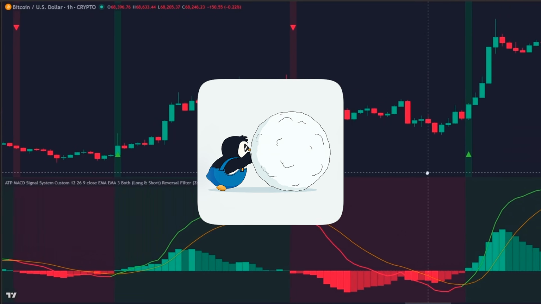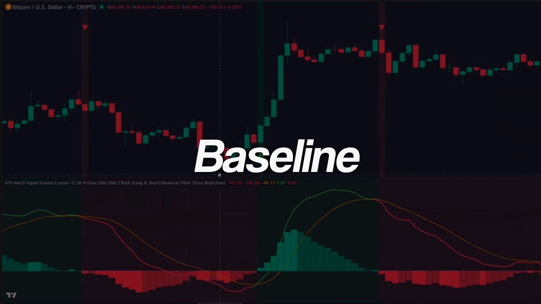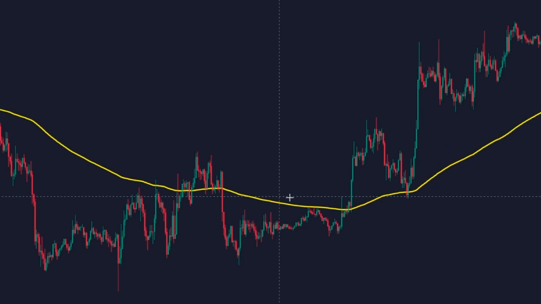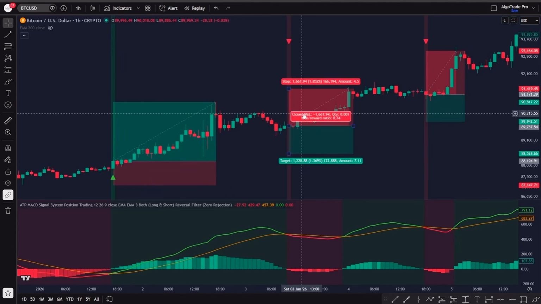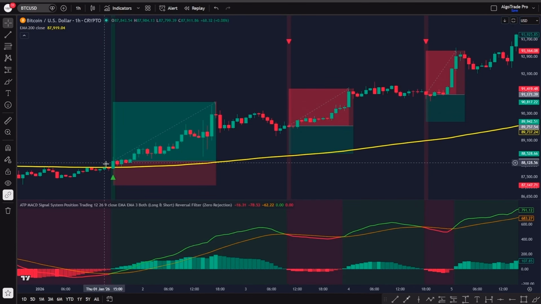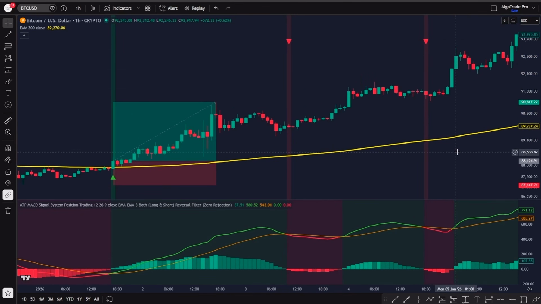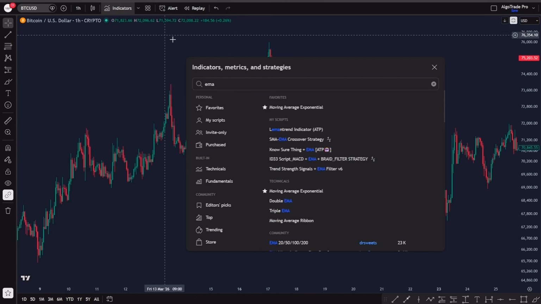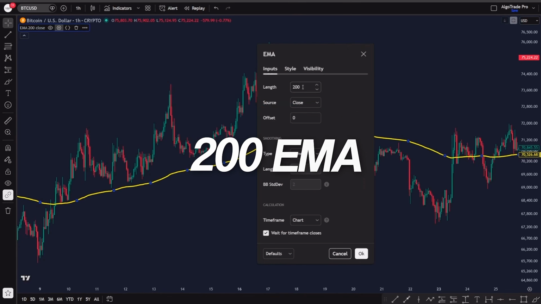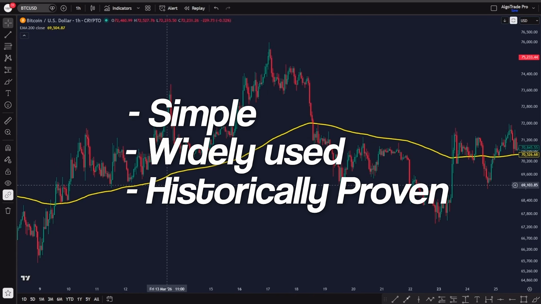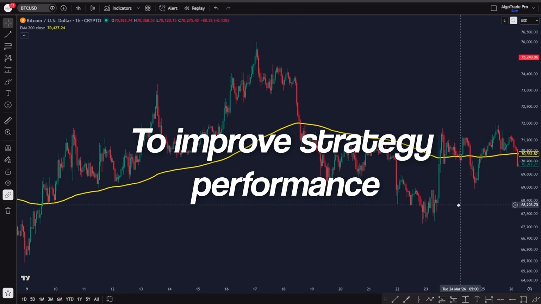We'll focus on the 30-minute chart, but at the end, I'll also show you how it performs across other time frames. To start improving the system, we are going to introduce a baseline. A baseline helps define the overall market direction. Instead of taking every signal, we only take trades that align with a broader trend, which already removes many losing trades. For this first test, we'll use one of the most common baselines in trading, the 200 EMA. It's simple, widely used, and historically proven to improve strategy performance.